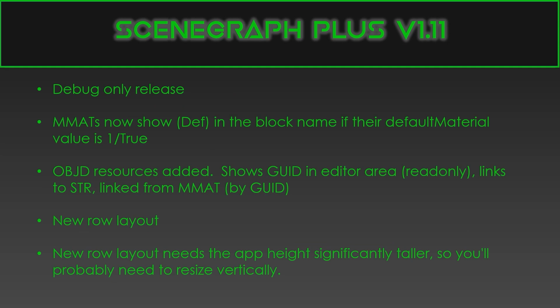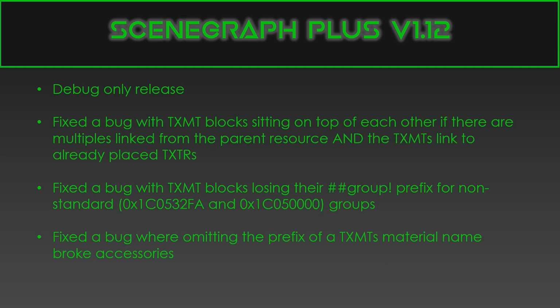SceneGraph Plus v1.11 only released to debug. I think only Jason got it. It had a few extra features added, which are on the screen. You can use them, you'll see them, you can refer back to them. 1.12, not sure that was ever released to anybody. It was people reporting bug fixes. One of the most annoying ones was I managed to break accessories by dropping prefix off groups. I think somebody's mentioned that that's a reason that they don't use the fix issues button, but we've stomped on those.